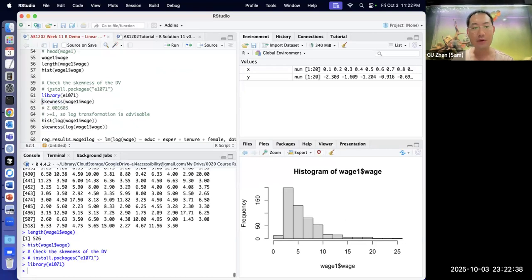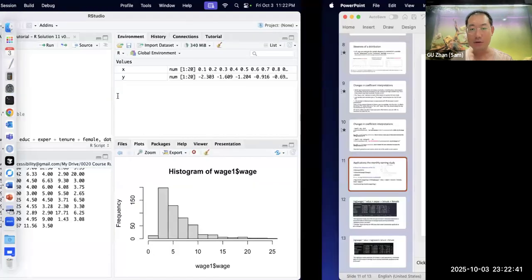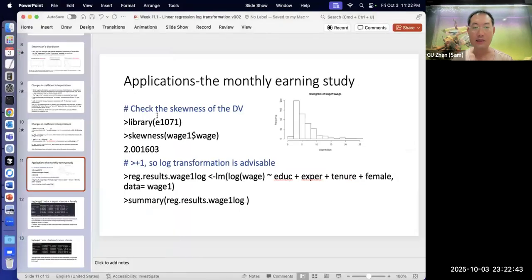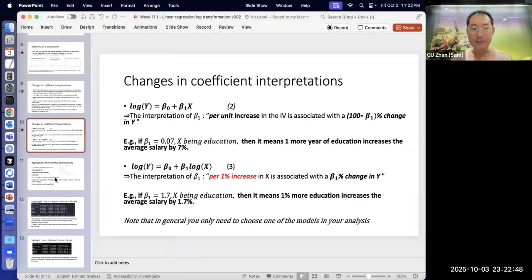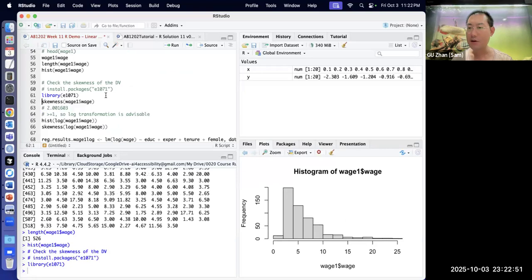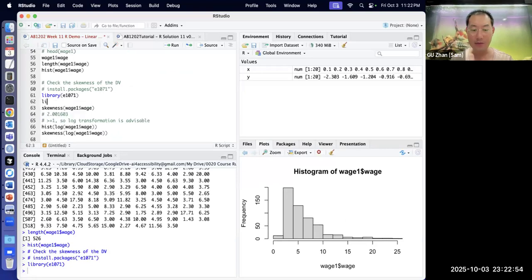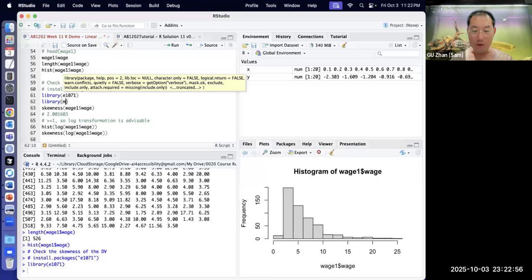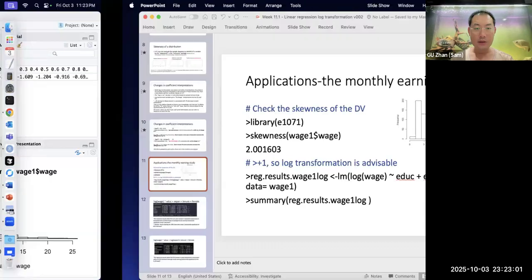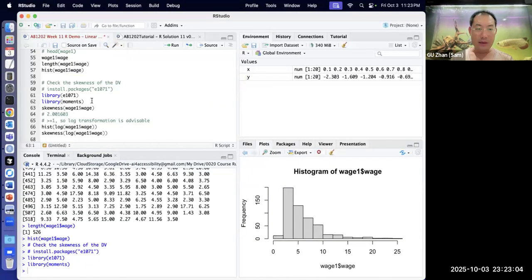You can use the library e1071, or use another library. This library will work. There's another called moments, or momentum, if I'm not wrong. That library may also work, but I can't remember it exactly, either momentum or moments. So this one, park it there.